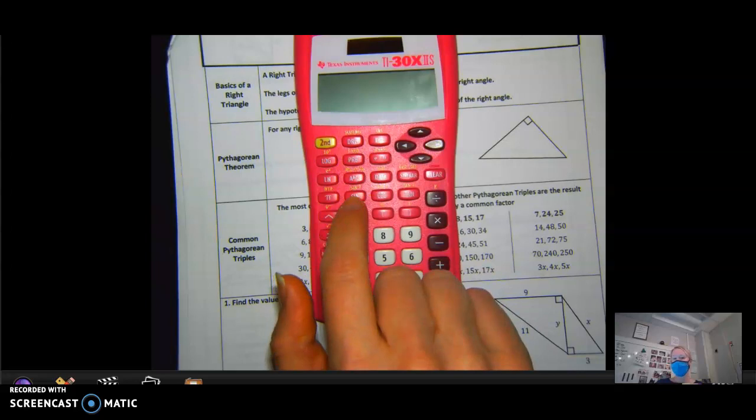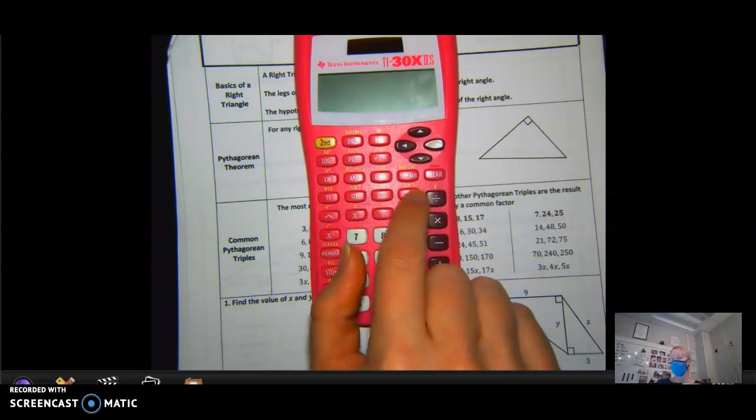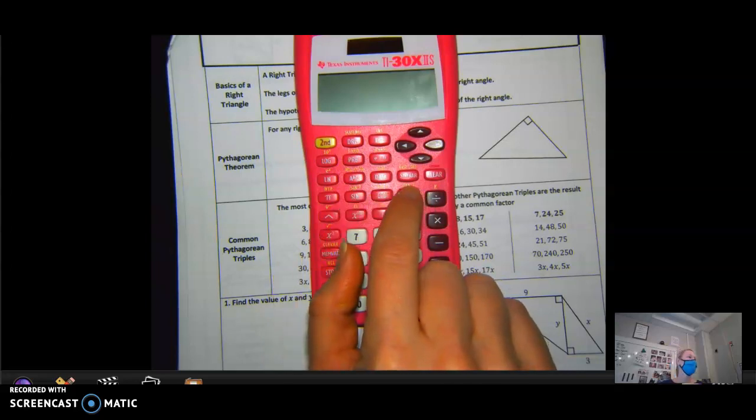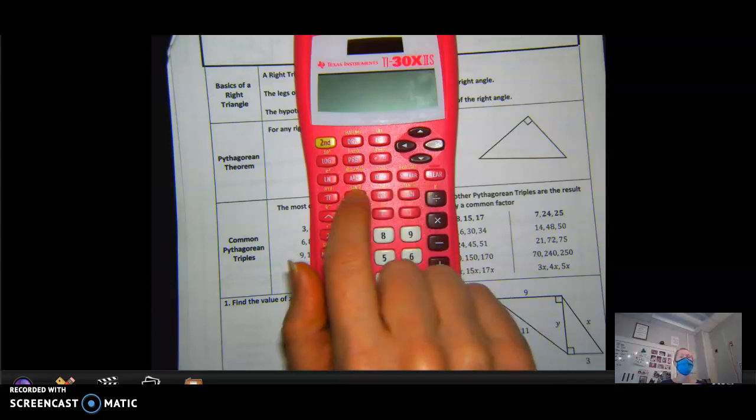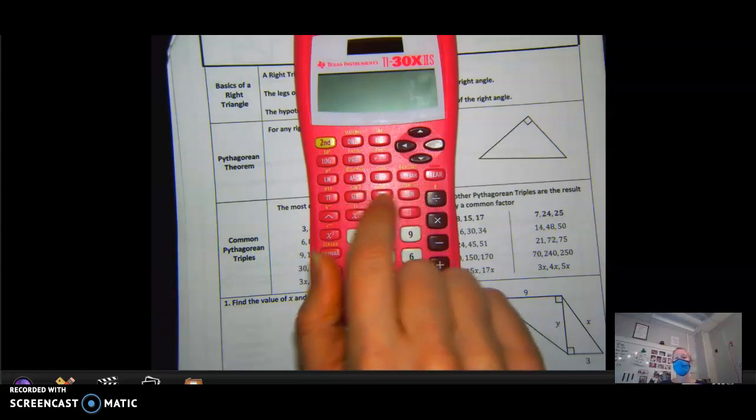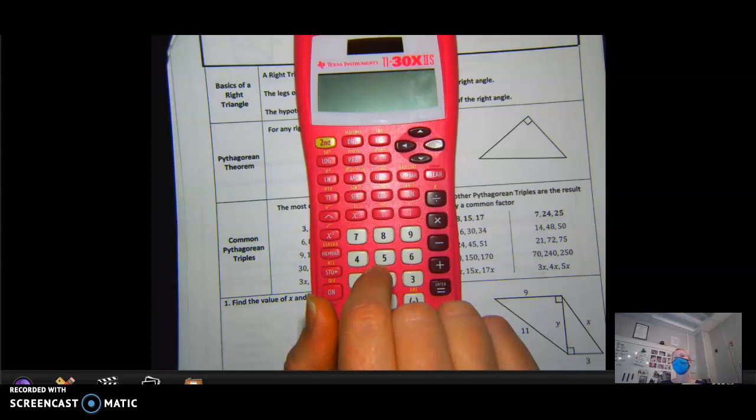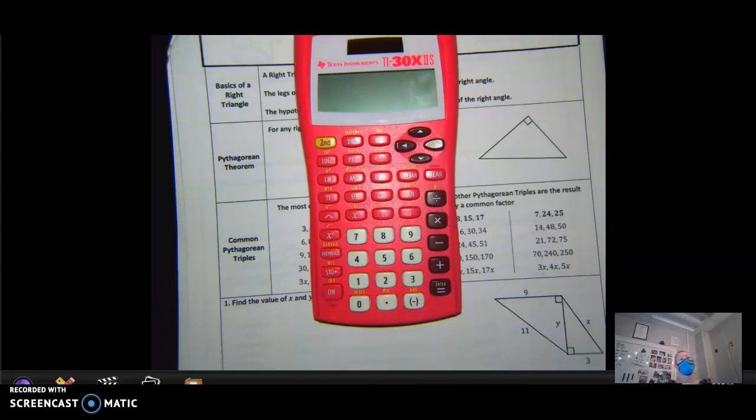Above them, we have sine inverse, cosine inverse, and tangent inverse. It's like to the power of -1. Do you guys see those? We're going to be using those also this unit. So those help us find angle measures and side lengths on a right triangle when we don't have enough information to find it the way that we've learned in the past.